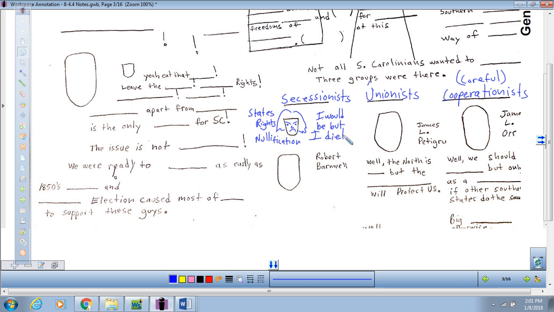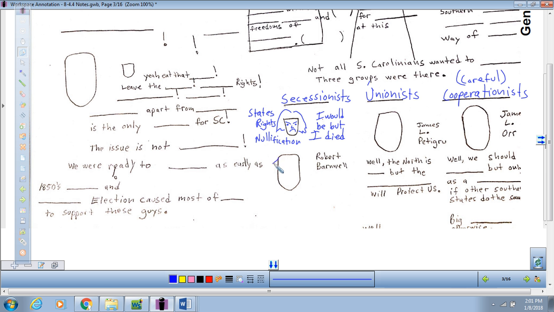I just want to tell you, because that's where he would have been. He would have been leading the secessionist movement. You taking notes? Yeah. All right. And you don't even have to know these guys, but I like to use them to teach this.